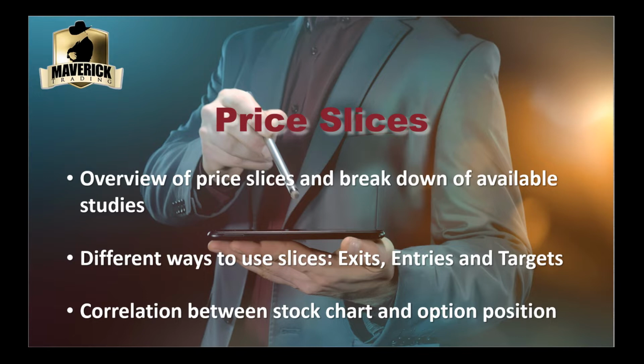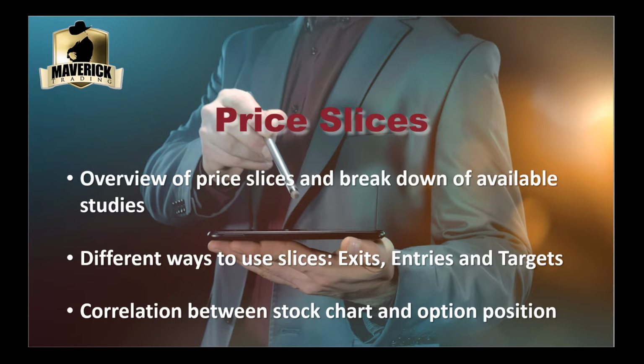So I wanted to spend a couple of minutes here, do the overview of the price slices, a breakdown of the available studies. You can switch these up to anything you really want to. You can also switch up the columns to give us different information depending on the type of trader you are. Different ways to use slices: exits, entries and targets. It just depends on what you want it for. We're probably going to get specific to exits and targets for this class, just for examples. But the real cool thing about this, I'm going to correlate it between the stock chart and the option position that we're going to analyze.